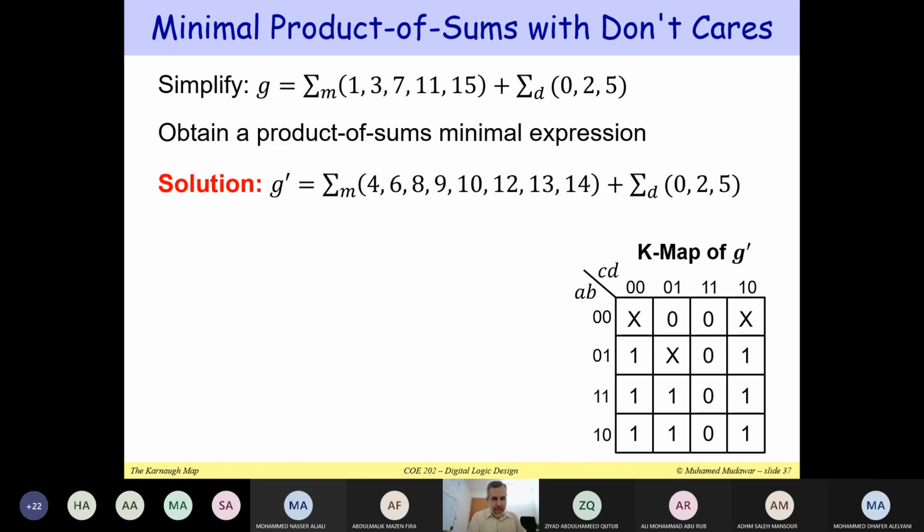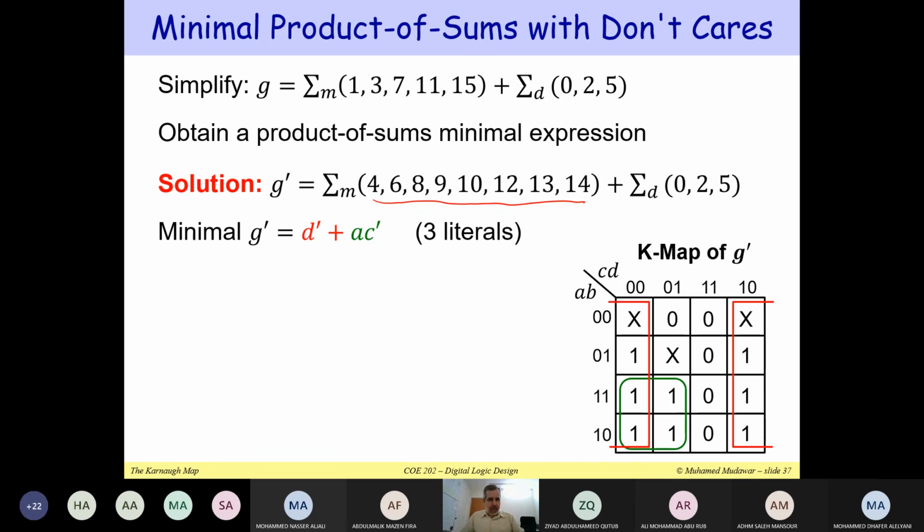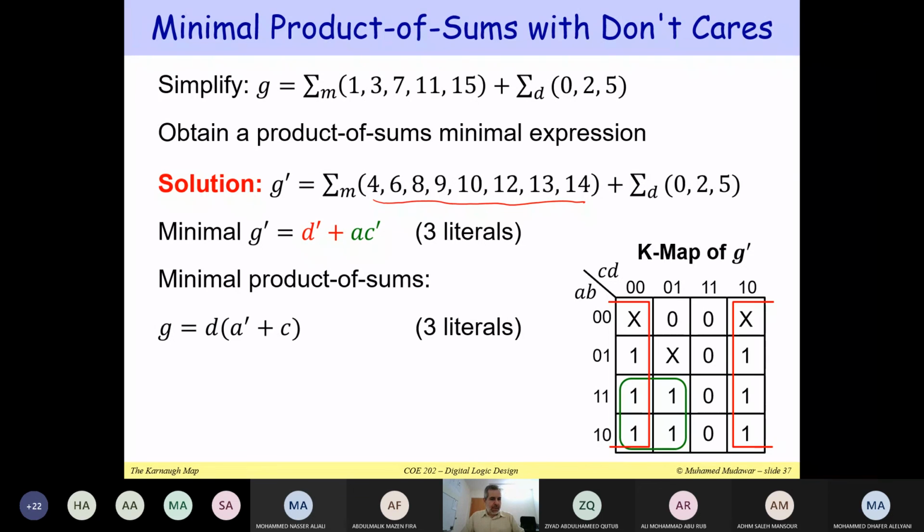So this is why here I'm listing those indices that do not appear in G. They are not minterms, they are not any don't cares. These were the maxterms of G, so now they become the minterms of G prime. So now we have the Karnaugh map, and now we can minimize. We can obtain here a minimal expression for G prime, but that will be a sum of products. And then when we complement G prime using De Morgan's theorem, we get G. So we obtain here 3 literals for the product of sums.